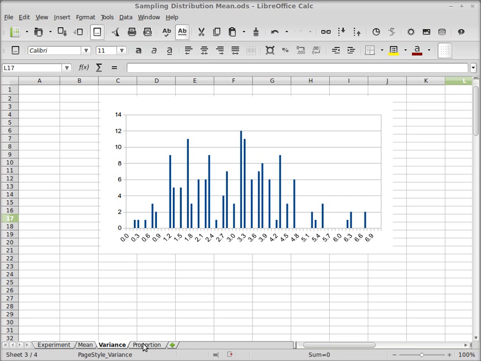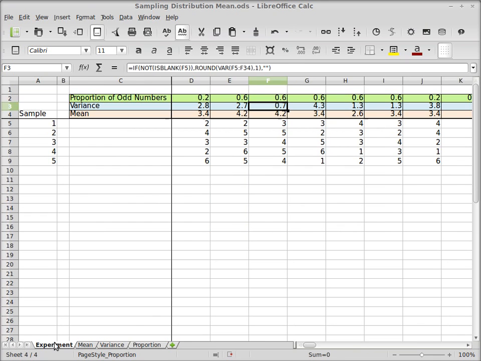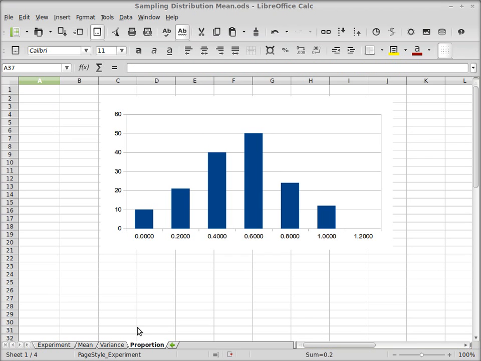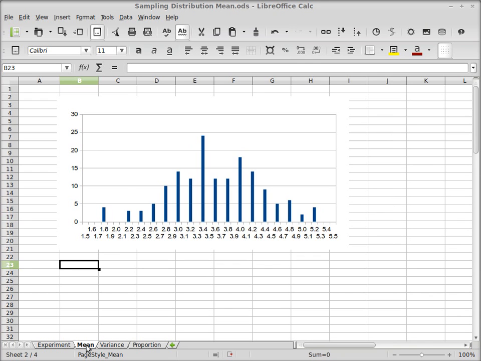The proportion, though, is a better example of something that's bell-shaped. So here you can obviously tell that the sample proportions from our experiment, so let me just point out, we're counting up how many 0.2s there are, how many 0.6s, how many of each of those proportions of odd numbers there were, and then putting the height of the bar to represent the number of those proportions. So this is clearly more bell-shaped. The variance has some trouble at this point getting to bell-shaped, but we'll look at that in the next lesson. But the mean also looks fairly bell-shaped.